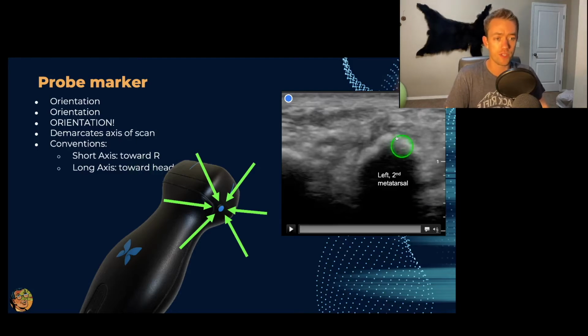So if this is a short axis image, the probe marker's over here, and this is the right side. This is the left side of where the probe is. This is the left second metatarsal. This is actually a scan that I did on my brother when he was complaining of foot pain. He ended up having a stress fracture.